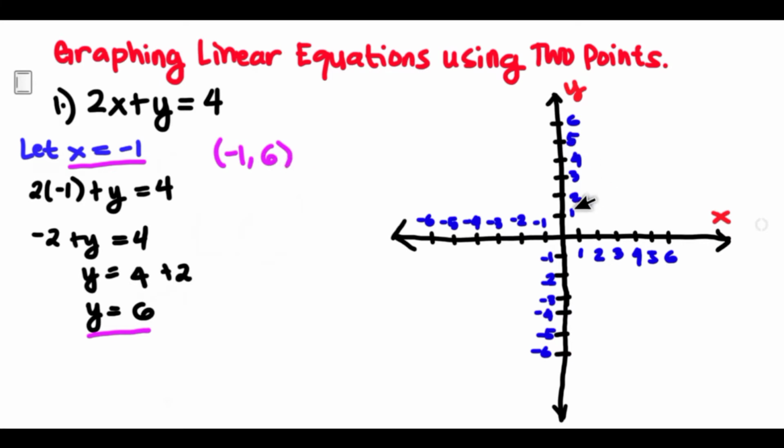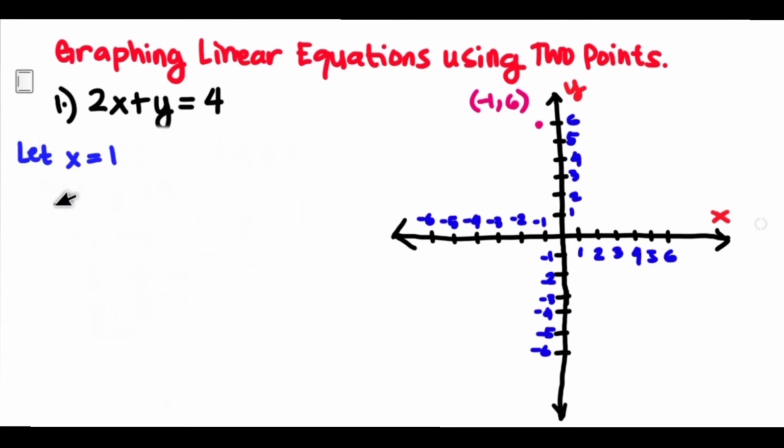So, hanapin natin negative 1, 6. So, ito yung negative 1. Hanggang ito naman yung 6. So, dito sila mag-meet. So, yan po yung una nating point. So, ito po yung ating unang point, negative 1, 6. Okay, so dito muna tayo sa pangalawa naman na points.